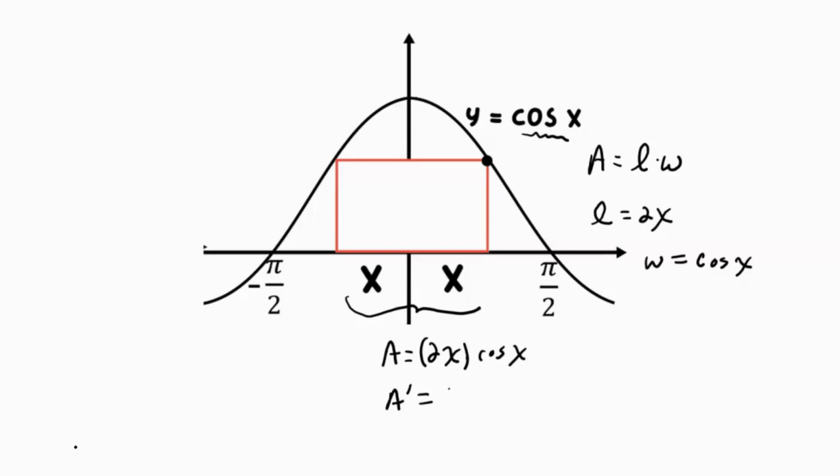So that would be 2 times cosine x, minus 2x times sine x. Okay? And what we want to do is set this equal to 0, and see if there is a relative min or relative max. So if we set this equal to 0, now this is a calculator active problem. So I'm going to show you Desmos on the screen here.